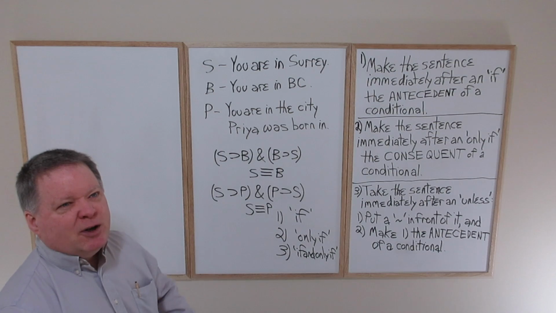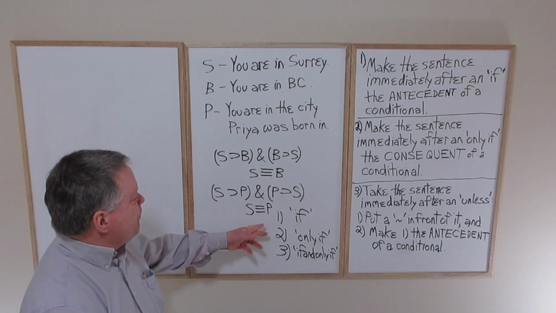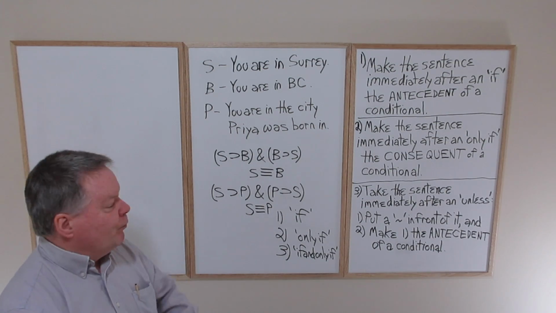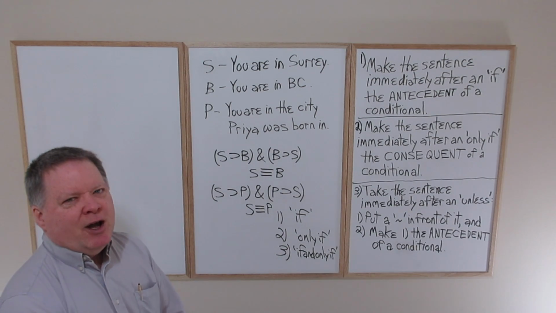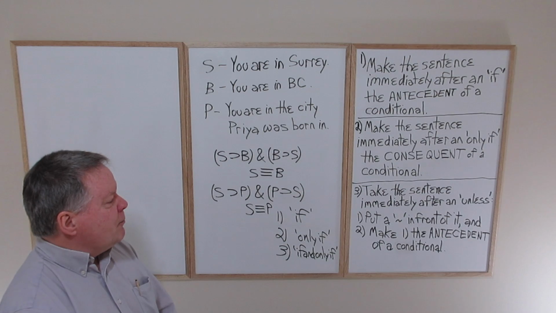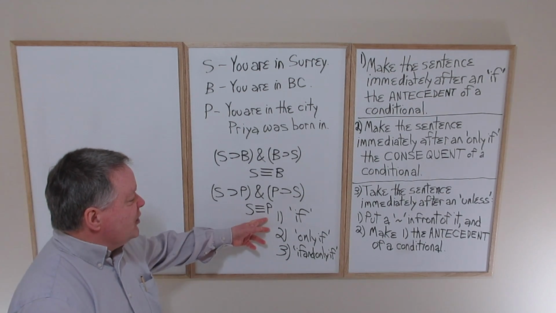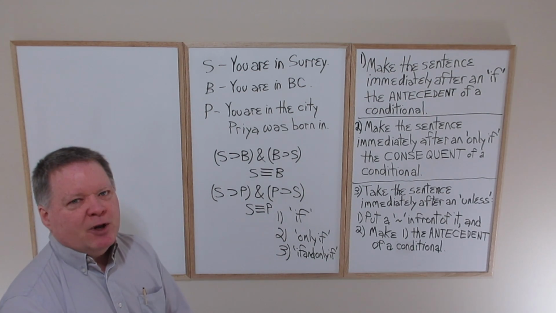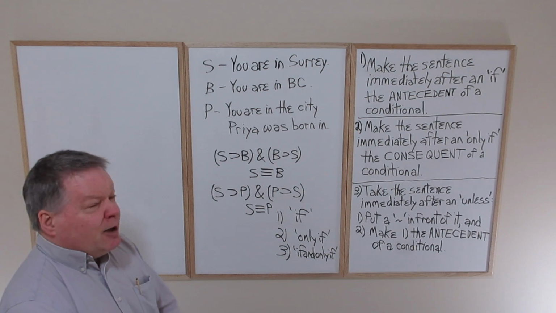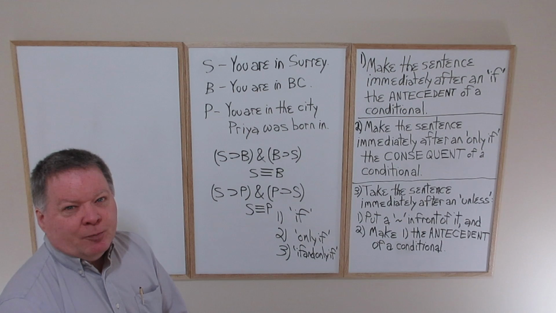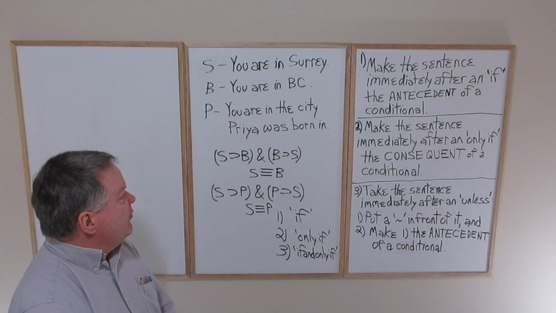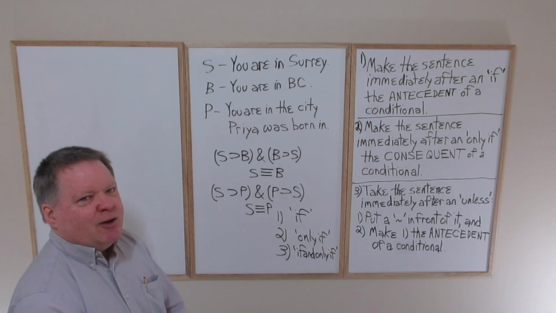Three different logical indicators here. If, only if, and if and only if. Very important to be clear on the difference between these three when we're symbolizing English sentences into the symbolic notation of the artificial language SL.